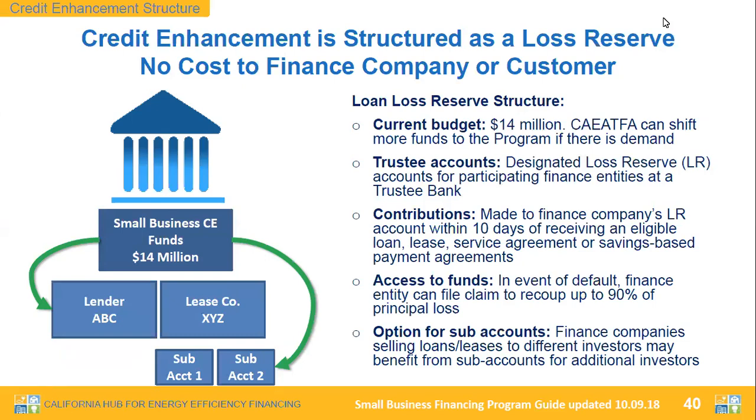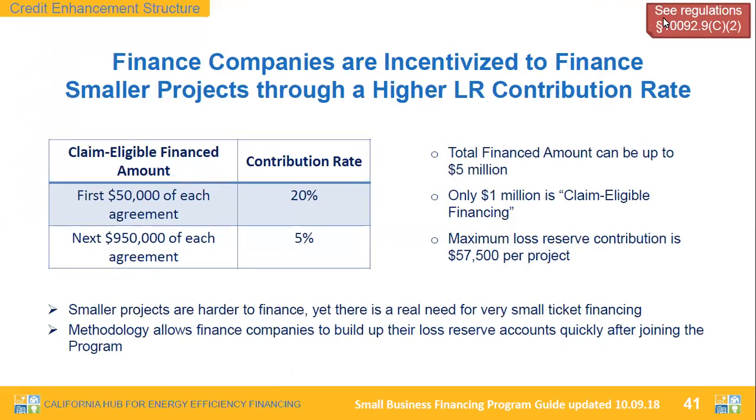In the case of a default, the finance company can request funds to be paid out of the loss reserve for up to 90% of the claim eligible financed amount. And we will also open up to 3 sub-accounts for each finance company in case you wish to benefit from having funds segregated for different investors and want to keep your pools of loss reserve funds separate.